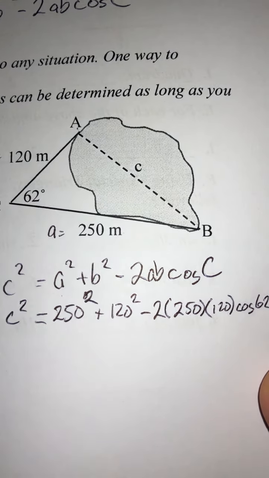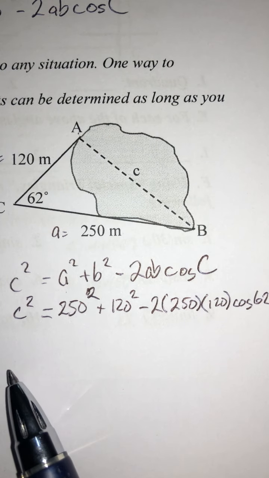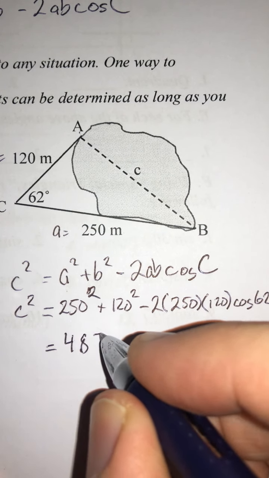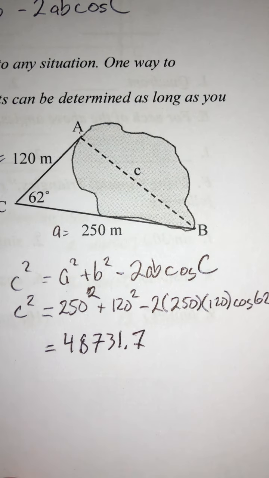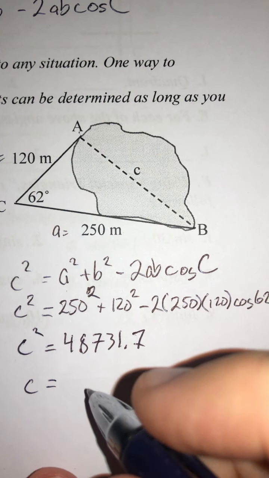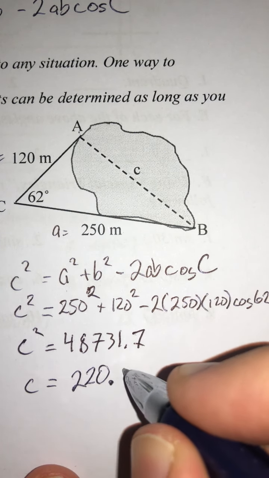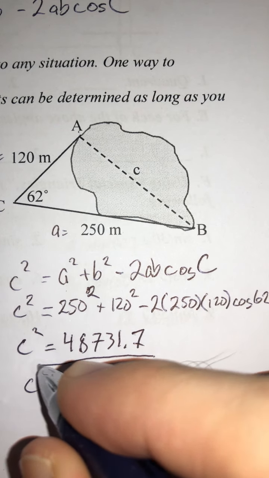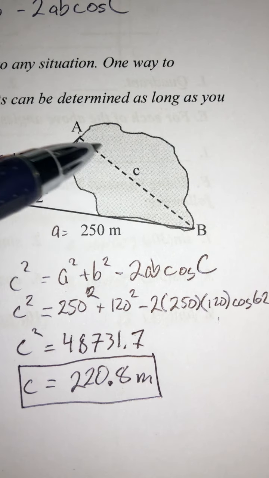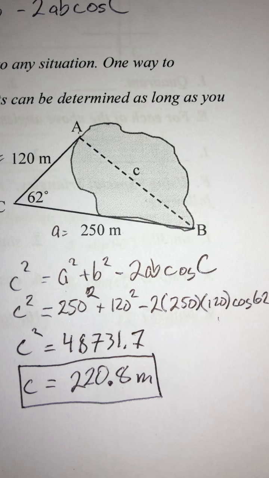A very, very common mistake in this is forgetting to square at the end. So if you plug all this in your calculator, you'd get 48,731.7. But this is equal to c squared. So you need to take the square root, which would give us 220.8. And this is in meters. Again, just for the sake of logistics, because I did the square root, technically there should be plus or minus, but we're not going to count a negative distance, so we're just going to use the positive values. So that's how you would use the cosine law.